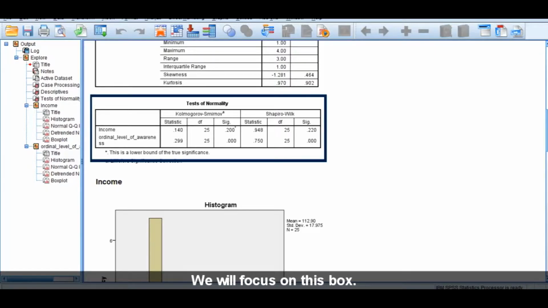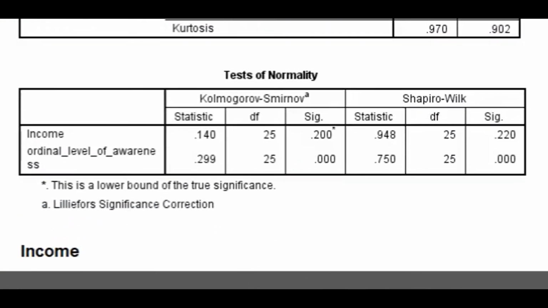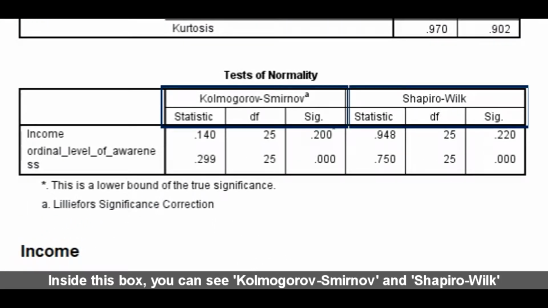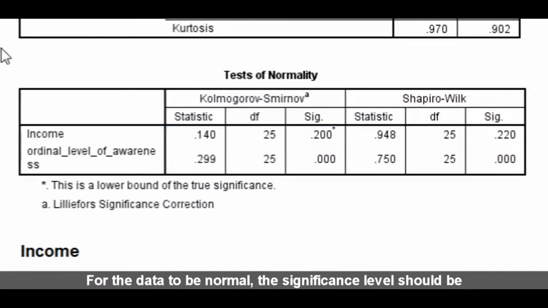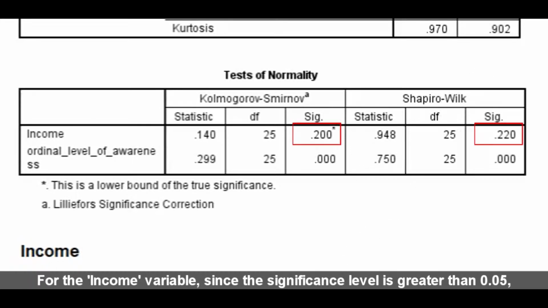We'll focus on this box. Inside this box, you can see the Kolmogorov-Smirnov and Shapiro-Wilk. For the data to be normal, the significance level should be greater than 0.05. Let's look at the significance level of each of the variables. For the income variable, since the significance level is greater than 0.05, we conclude that the data is normally distributed. Therefore, Pearson correlation will be used for this variable and age.